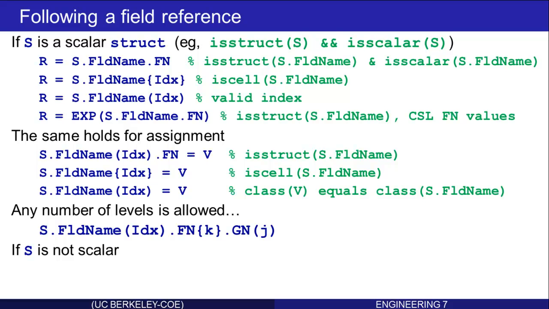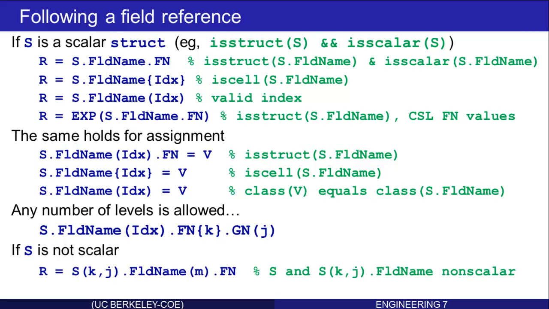If S is not a scalar, then the element must be specified. Here's an expression that extends the first example. Both S and s.fieldName are still structs, but they're not scalars. There's an element reference into S, followed by a field reference. That yields a struct array. There's an element reference into that, followed by another field reference. This can be done as long as it's done properly in all the cases listed.